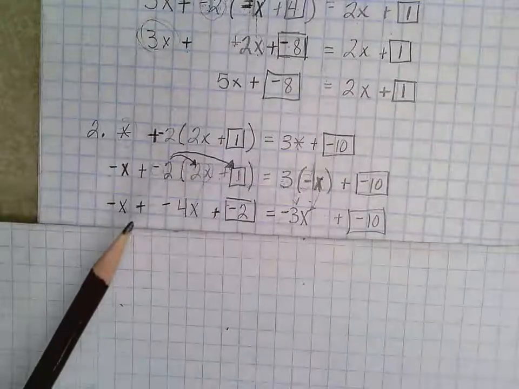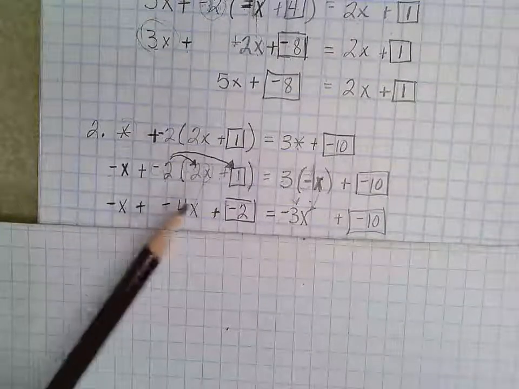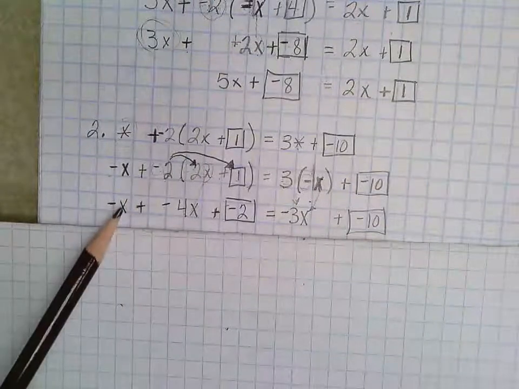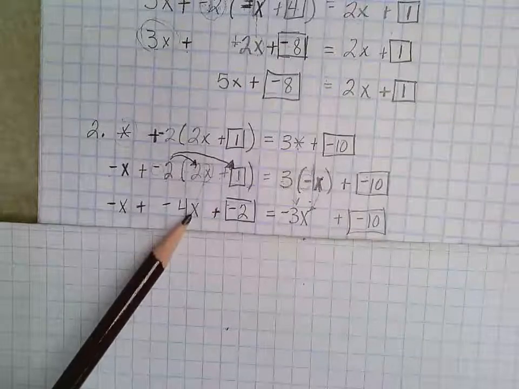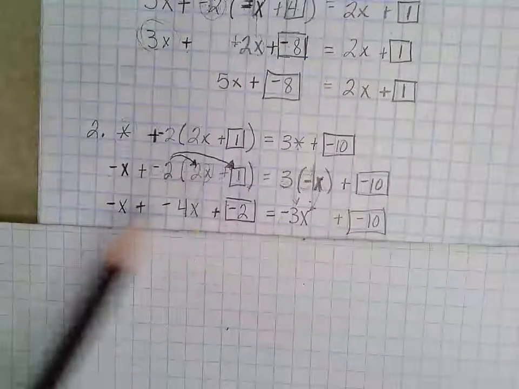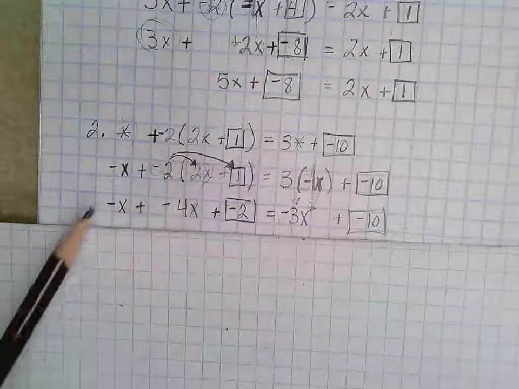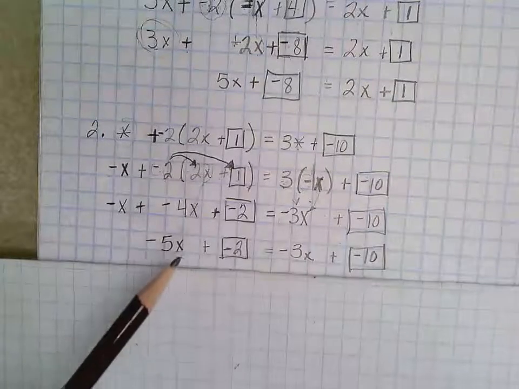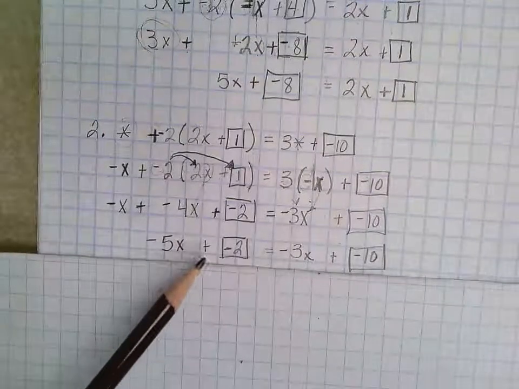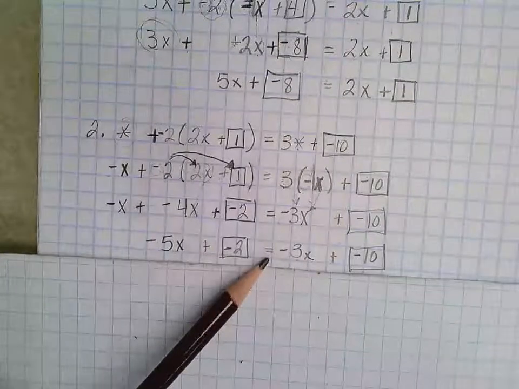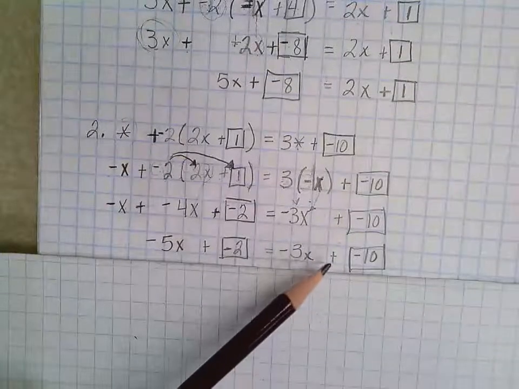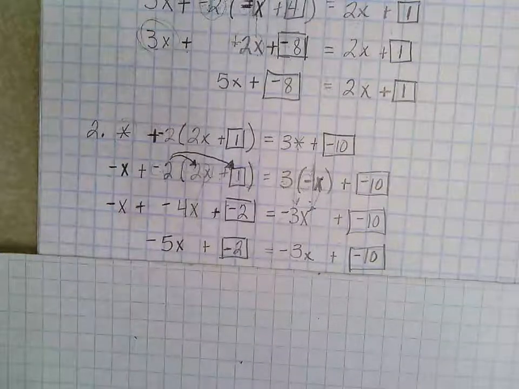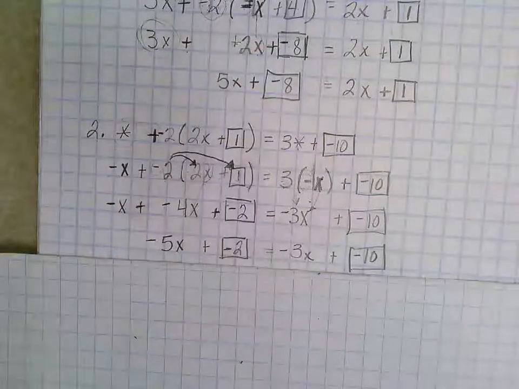Now I can look and I can see if there's anything I can combine to simplify it. And I can see on the left I'm going to have a white pawn right here and 4 white pawns right here and a red block. So I can combine these white pawns together and make 5 white pawns. So I'm going to have negative 5x plus negative 2 equals negative 3x plus negative 10. Pause the video to write that down if you don't have it written down at this time.